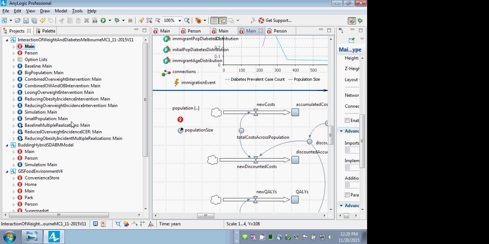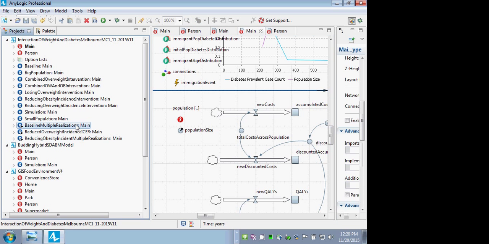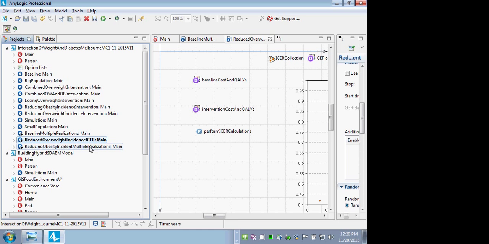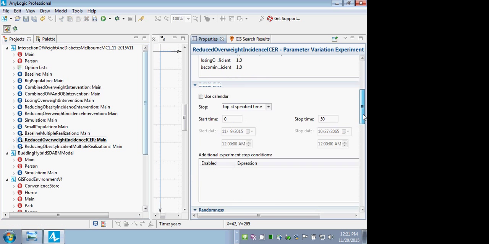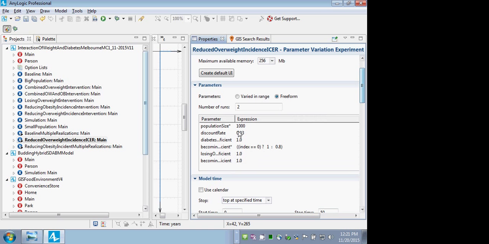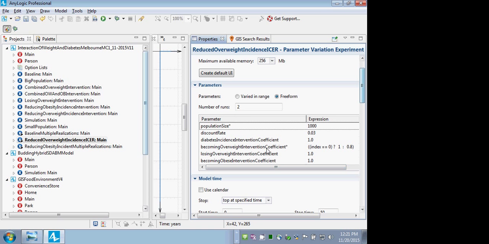I think it is, yes, it's this reduced overweight incidence ICER. So this is computing an incremental cost effectiveness ratio in the context of comparing the baseline with an intervention that reduces overweight incidence, okay? So if you go up here, you'll see that the becoming overweight intervention coefficient changes from 1, which indicates to use baseline values, to 0.8, which indicates a 20% reduction in overweight incidence, okay?